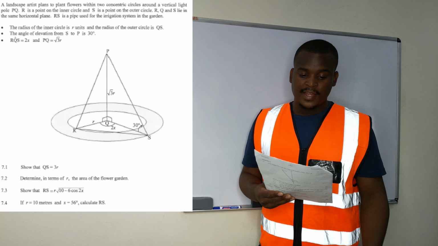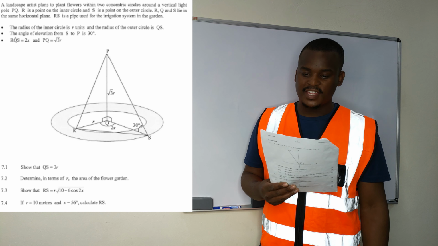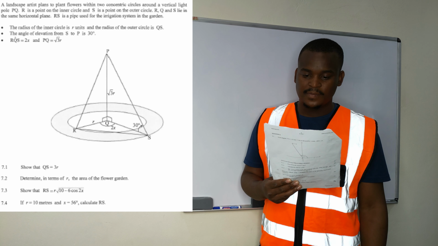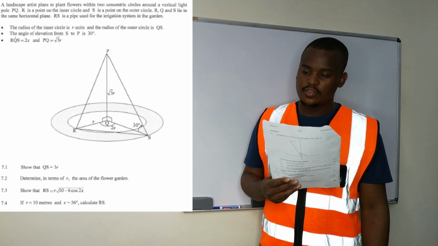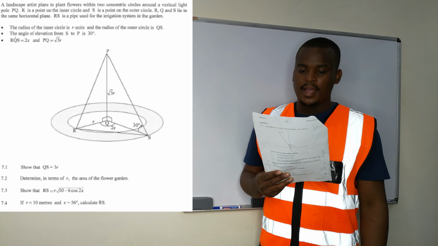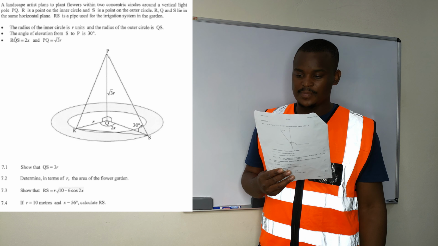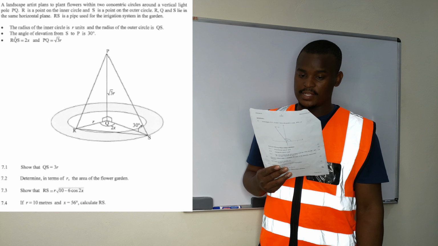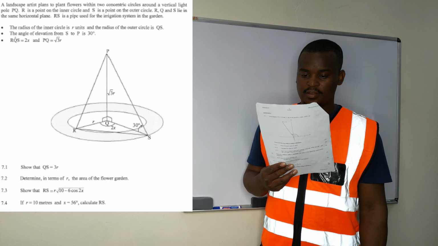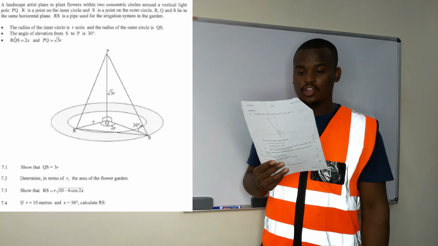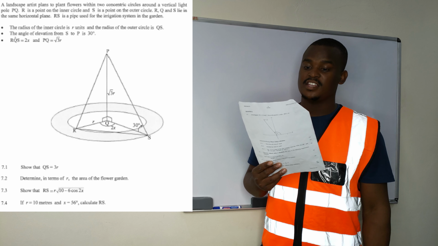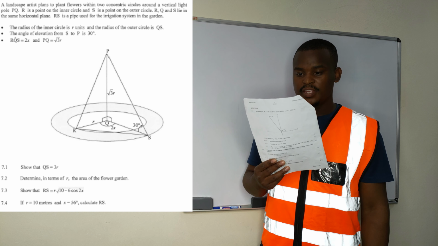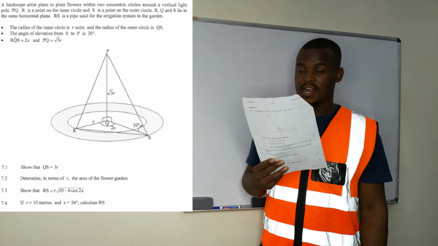Question 7. A landscape artist plans to plant flowers within two concentric circles around a vertical light pole, PQ. R is the point on the inner circle, and S is the point on the outer circle. R, Q, and S lie on the same horizontal plane. RS is a pipe used for the irrigation system in the garden. The radius of the inner circle is R units, and the radius of the outer circle is QS. The angle of elevation from S to P is 30 degrees, and the angle Q of the triangle RQS is 2X, and the height of the pole light PQ is square root 3R.